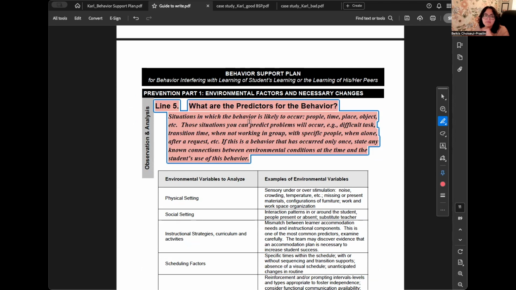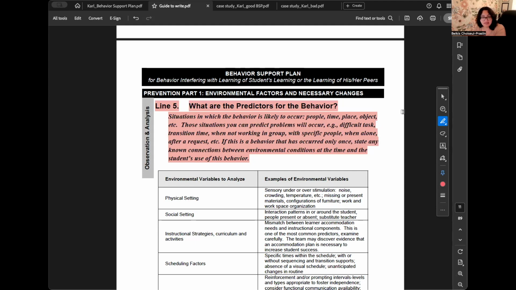Is it a people-based thing? Whenever this other person's around, the behavior occurs. Is it a time-based thing? It happens every day after lunch. Is it a place-based behavior? It happens very specifically during specials class, with music. Is it an object-related behavior? They're trying to get to something or avoid something. Those are the situations in which we know the behavior is more likely to occur.